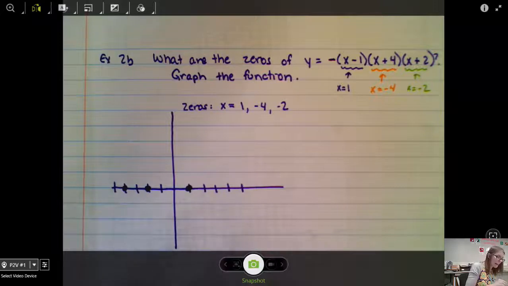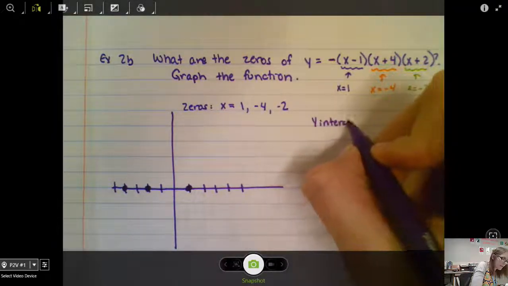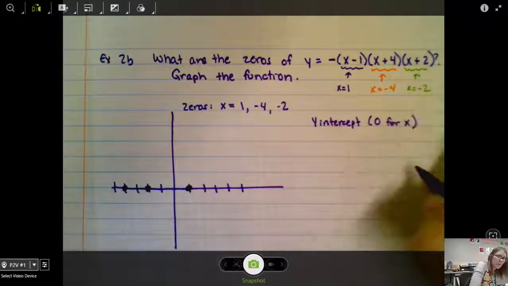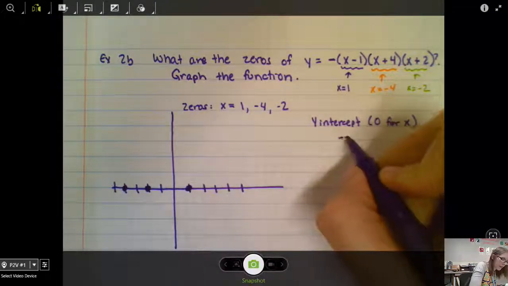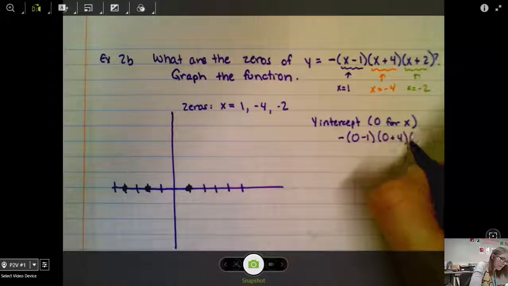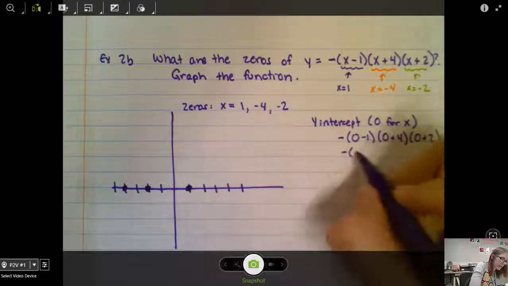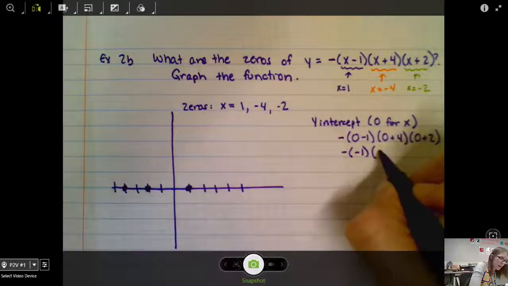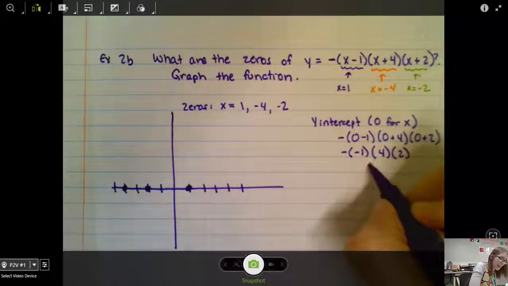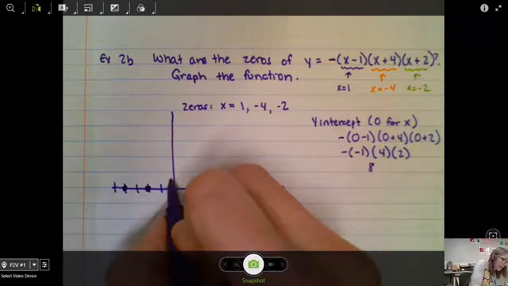Now our y-intercept, same process. To find our y-intercept, we're going to plug 0 in for x in your equation, so we'd end up with negative 0 minus 1, 0 plus 4, 0 plus 2, which is negative 0 minus 1 is negative 1, times 4 times 2, which ends up at 8 altogether. Okay, so our y-intercept is 8. We add that to our graph.